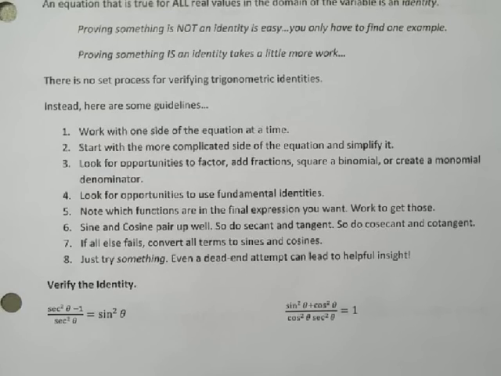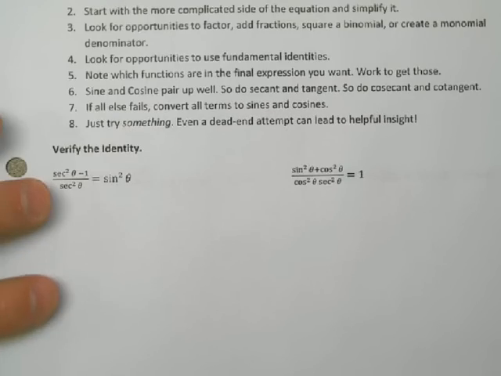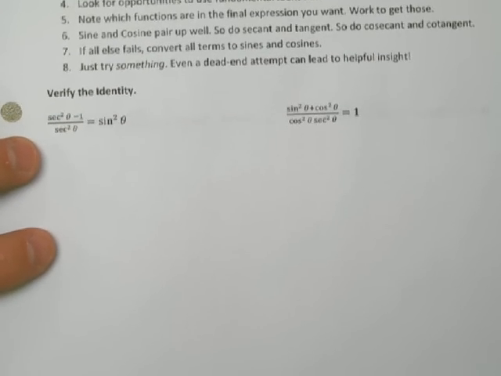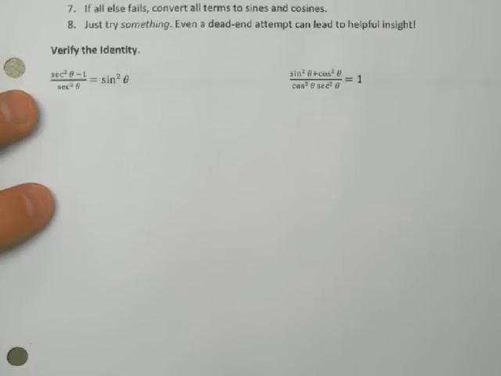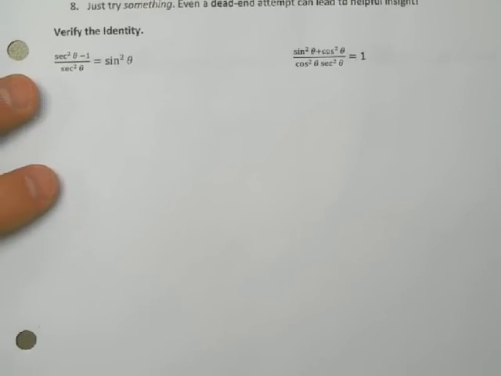Alright, so it's time to go ahead and verify a few identities. These ones are just a little bit tougher than the ones from our last lesson. I need to show in the first example that the stuff on the left is equal to the stuff on the right. So I'm going to start with the complicated side. I'm going to start working with that and see if I can get that to equal sine squared. Okay, so let's start off.